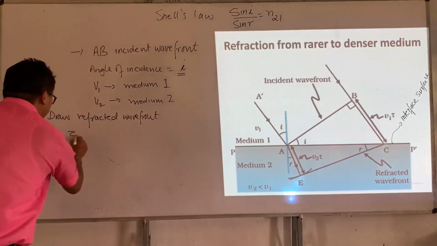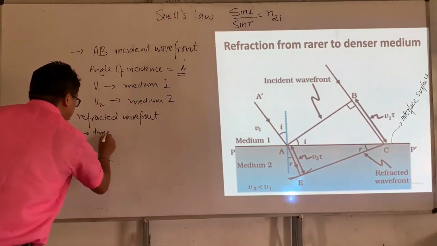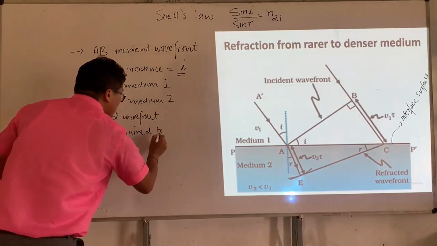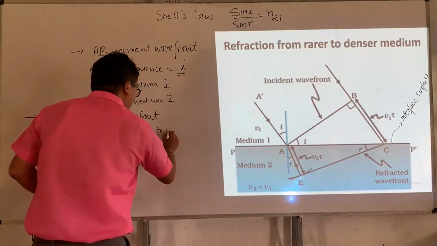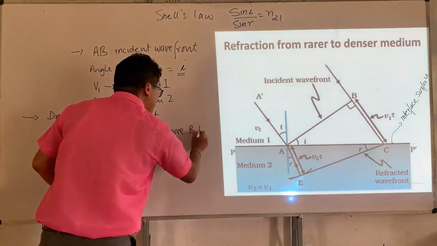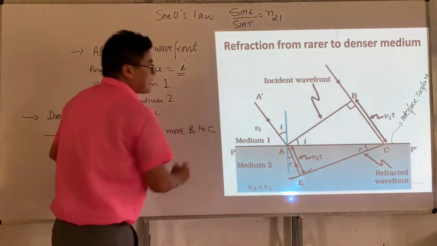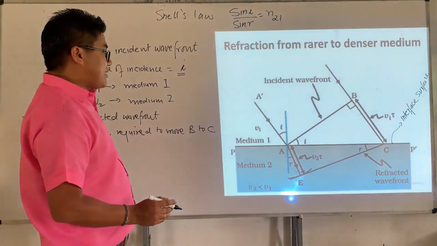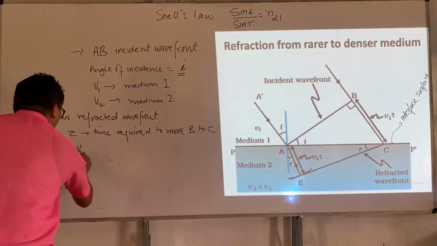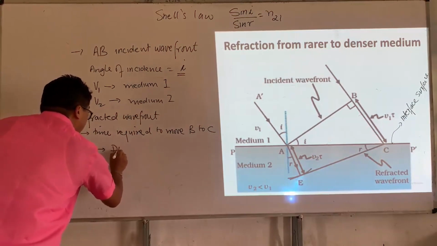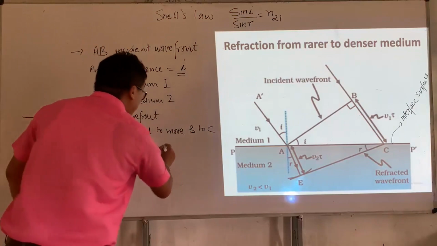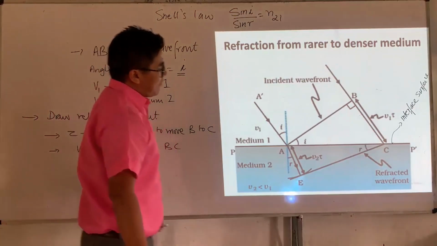Tau is the time required to move the wave from D to C. This is the time. All right, and V1 tau is the distance between B and C. This is what we have.